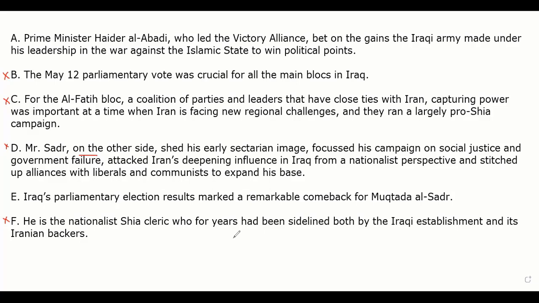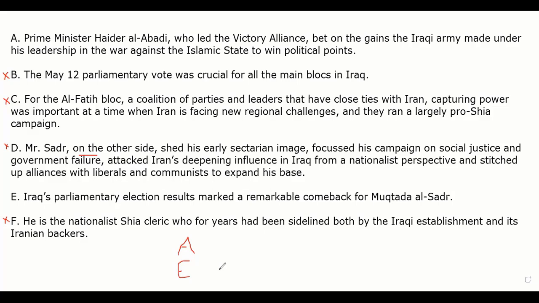And guys, one more way to see it: let's say I put A or E as the first one. We don't know, but sometimes it depends on what cannot come in the end or in other places, because there is no logical connection. Why E cannot and why A can? See, what A says: Prime Minister Haider al-Abadi, who led the Victory Alliance, bet on the gains the Iraqi army made under his leadership in the war against Islamic State. Don't you think it is a continuation of something? It looks like a continuing sentence, right?